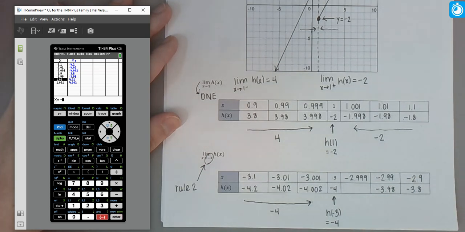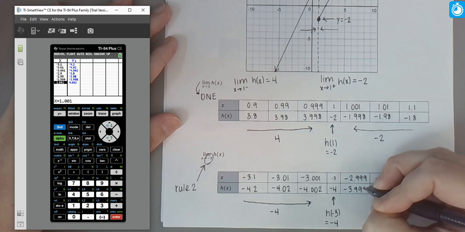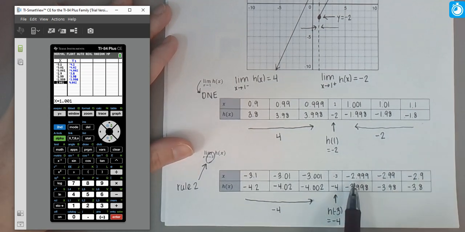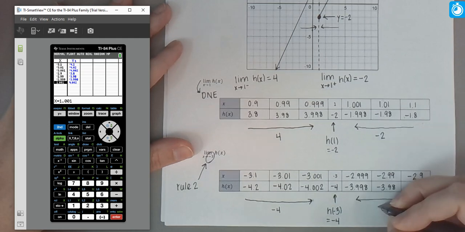And then negative 2.999. And we have a value of negative 3.998. Again, similar kind of behavior. Now our numbers are getting more and more negative, but again, the idea is that we're approaching this value of negative 4.